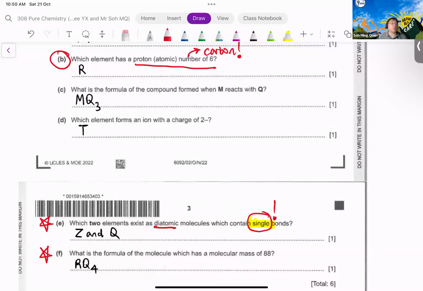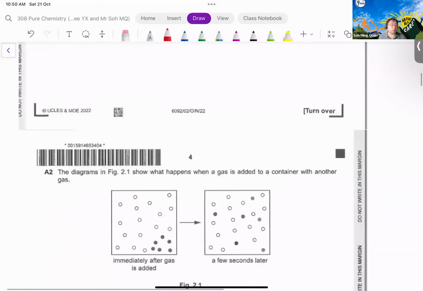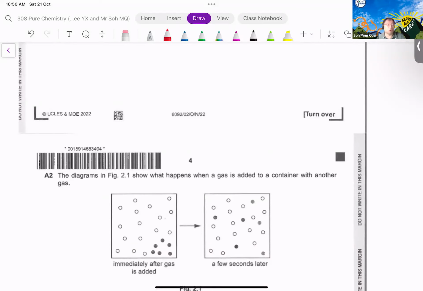Now, moving forward from question 1, let's go to question 2. Now, question 2 is not difficult. However, you need to know what is the concept or chapter that is tested. Most students did not realize that this was about kinetic particle theory. And most students didn't realize it was about diffusion. As a result of that, most students' answers did not have diffusion inside them.